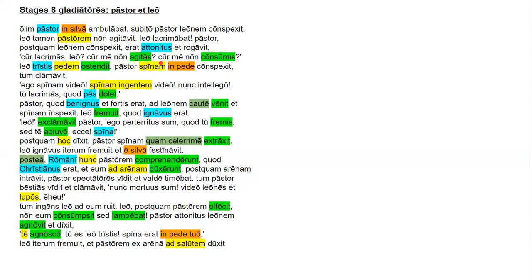Okay. Next sentence right here. Cur, again, same adverb. Why? And then me, again, the accusative form of ego. Me, non, another adverb modifying this verb. Consumis, and we know that consumo, just in the same way that in English, consume means to eat. This is a second person present form of consumo, meaning why are you not consuming me? So why are you not eating me? All right, let's look at the next sentence. So Leo tristis pedem ostended.